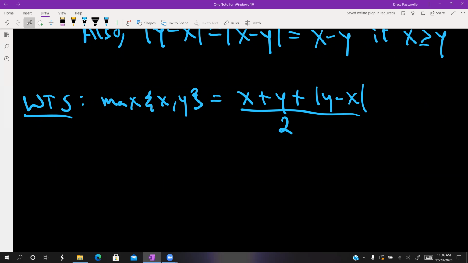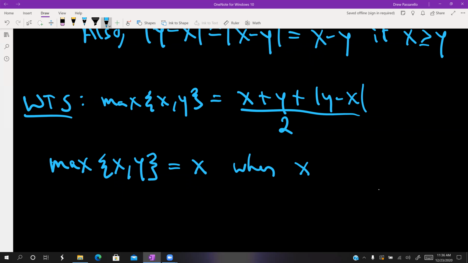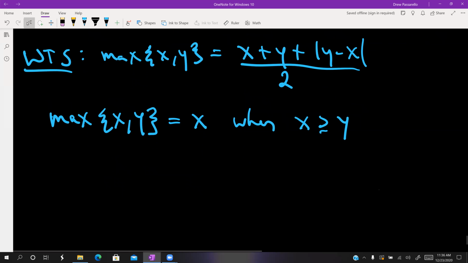So I'll start with the left side. And so we know the max of x and y, well, that's equal to x when x is greater than or equal to y. So if they're both the same, it's also x, but if x is greater than y, it's x. Okay, so then note, the max of x and y is equal to x.